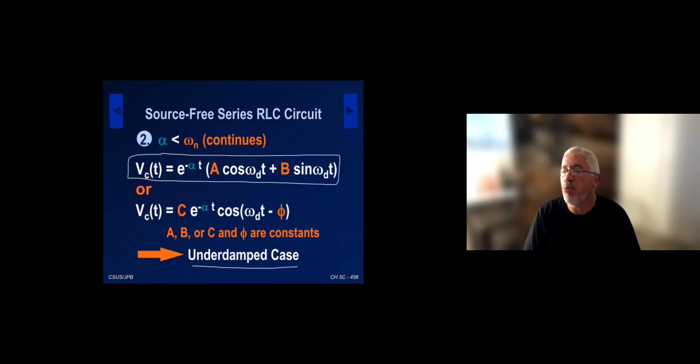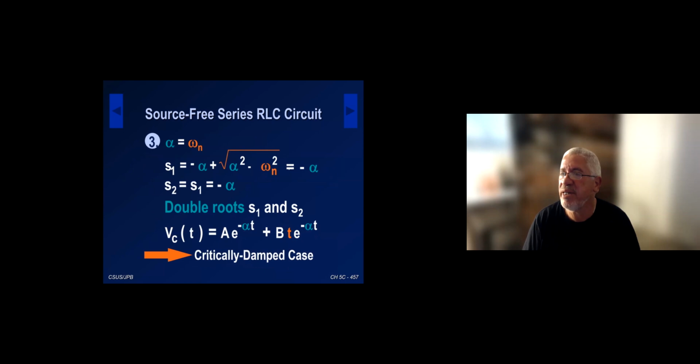Case 2 is probably the most interesting case in real practice. Case 3 is the least interesting. Case 3 is what we call a borderline case. You often have to tune the circuit to get case 3. When alpha is exactly equal to omega n, what's under the radical is 0. We have what's called a double root. S1 and S2 are equal. And this is the solution for VC of t.